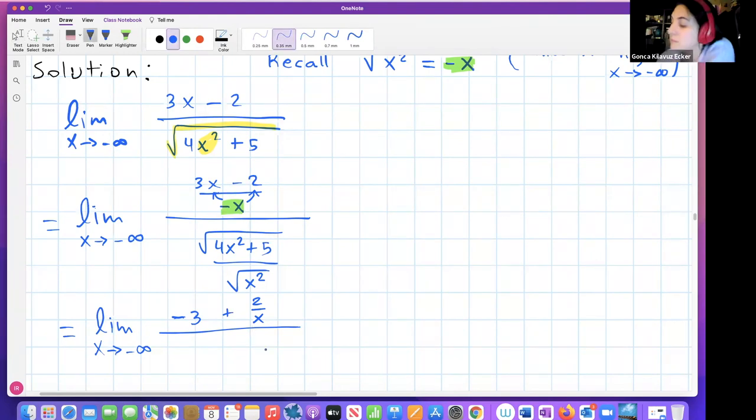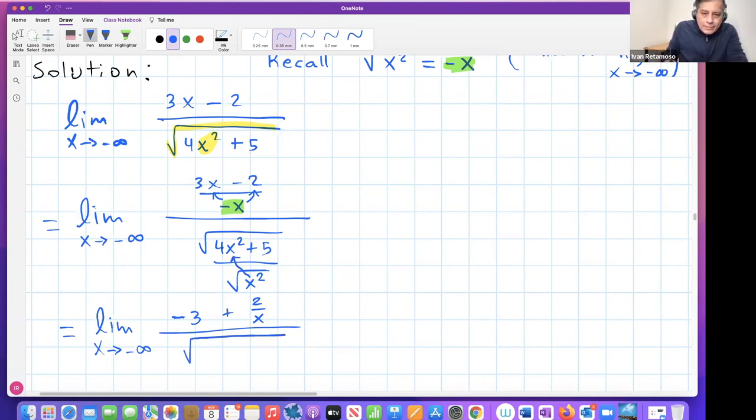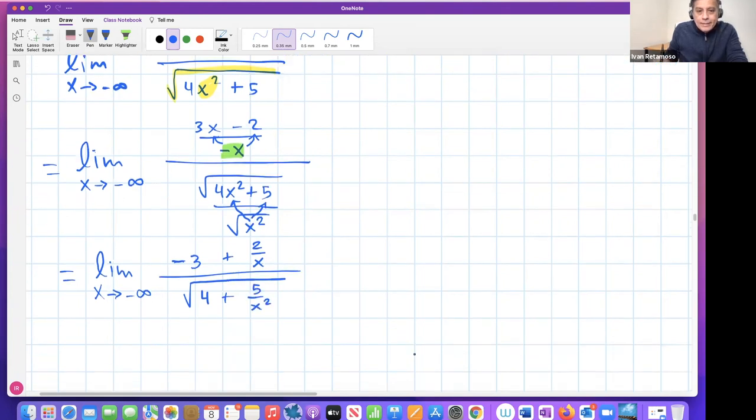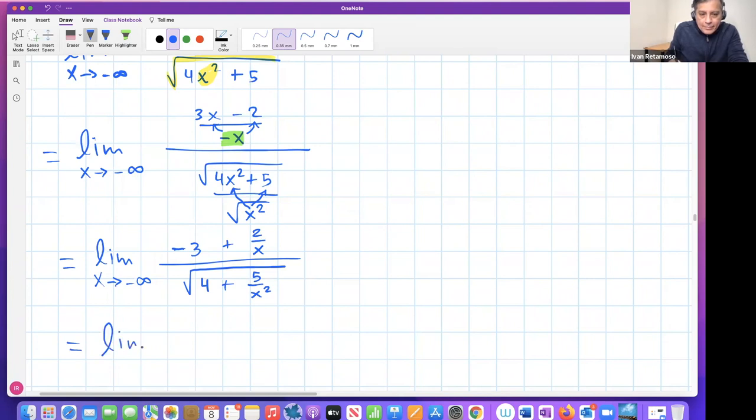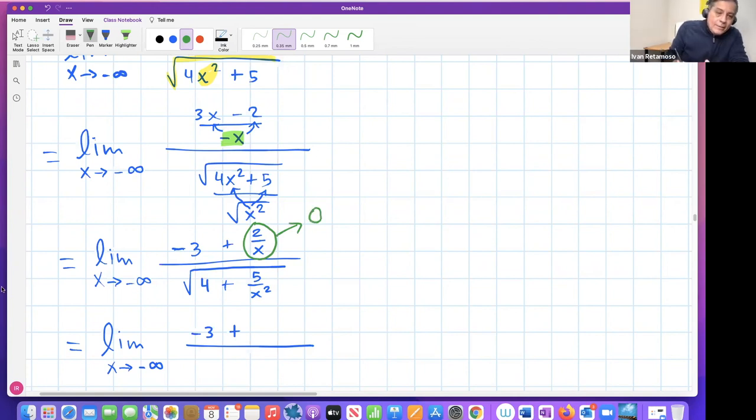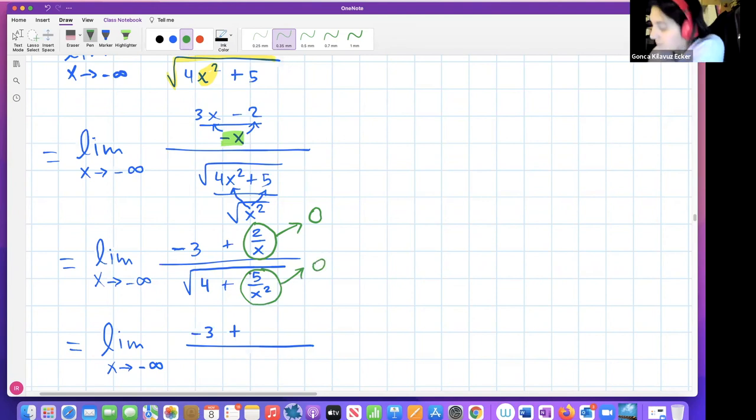Then we have this into this. X squared cancels. Don't forget the square root. It leaves me just with 4 here. And this into this is going to be plus 5 over x squared. Follow? Limit as x approaches negative infinity of negative 3 plus this. Remember these forms: number divided by x goes to zero when x goes either to negative infinity or positive infinity. This one also, negative infinity squared, is zero. These guys disappear.